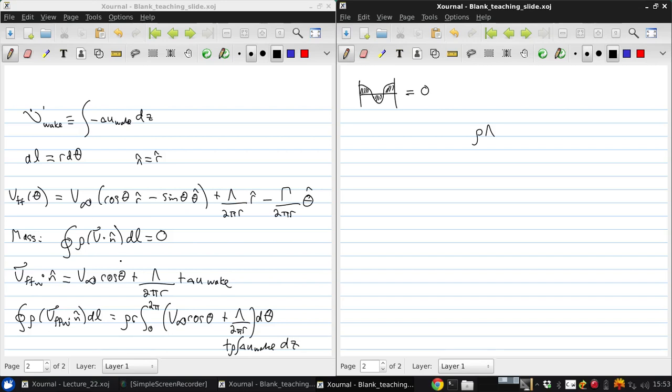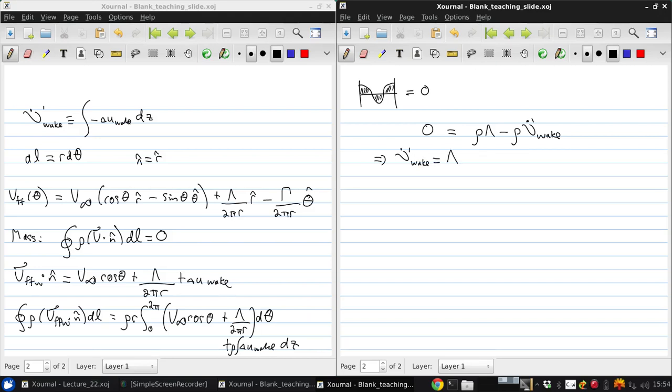Because we know that the overall integral must be 0, we can write the left-hand side as 0. So we have 0 equals rho lambda, and then this contribution from the wake, but this integral we just defined to be the wake volume flow rate per unit span. So this is minus rho V dot prime wake. So this says that V dot prime wake is equal to the source strength.